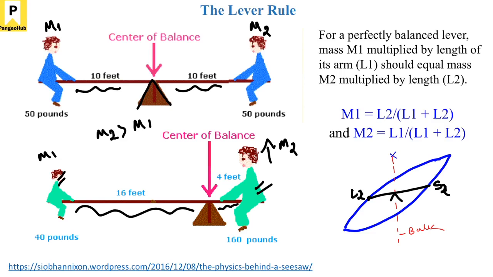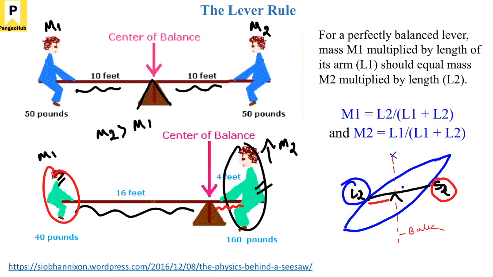Let me use some other color so that you can understand. This one is this proportion, and this is the proportional length. Now what it means is, if I have S1 and S2 sitting here, and I want to find the amount of S2, then I have to look at the length opposite to S2, which is this one. And if I want to understand the amount of L2, I have to look at the length opposite to L2, which is this one. So this is all about the lever rule.